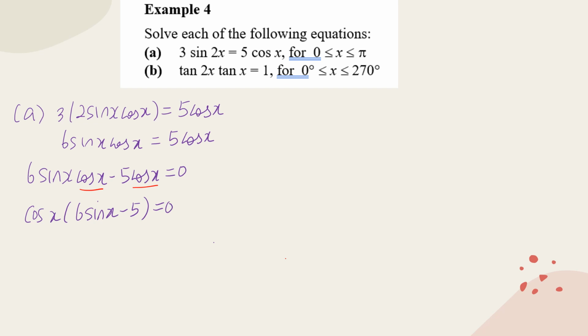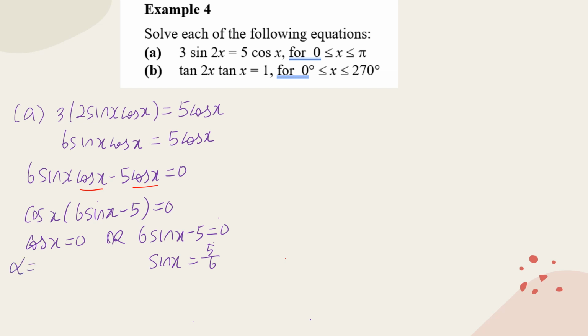Here you will apply the zero product rule. So we would have cos x equals 0, or 6 sine x minus 5 equals 0. That will give you sine x equals 5/6. So what we have here are two simple trigo equations which you can just solve as per normal. What is as per normal? We find the reference angle first.